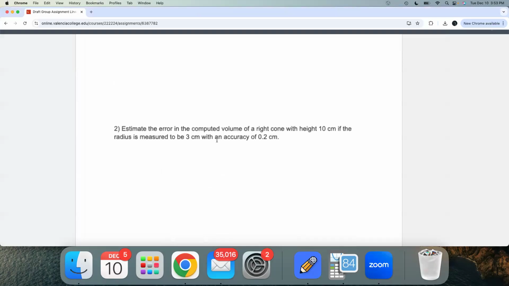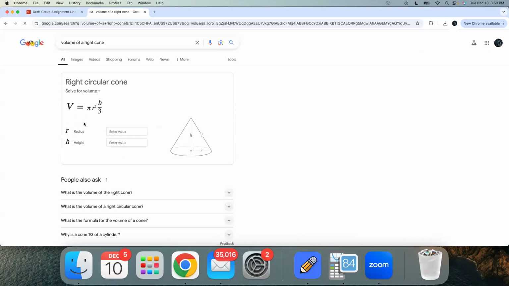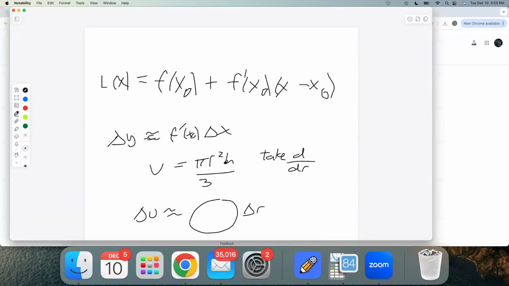So first we've got to figure out what function we are talking about here. Well, we've got the volume of a right cone. So maybe we'll just Google that, volume of a right cone. Hey, there's our formula. Volume is pi r squared h all over 3. It really looks better if we write that as all over 3, like I did here.